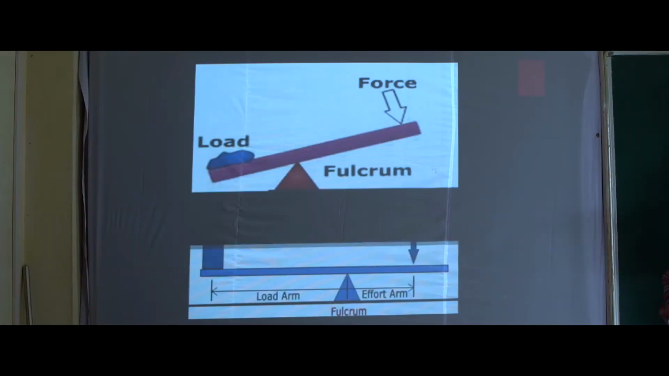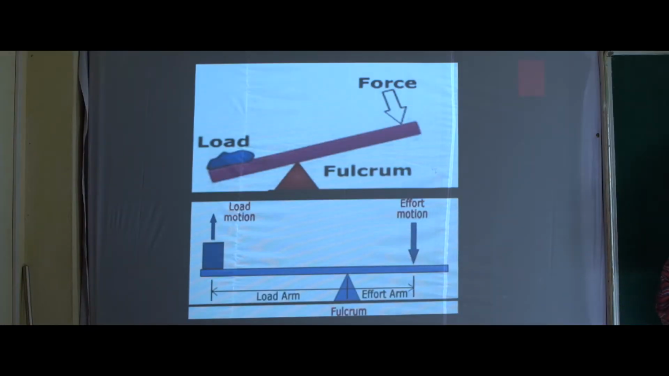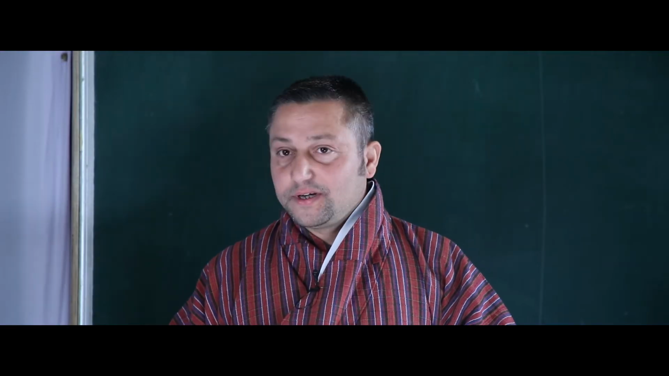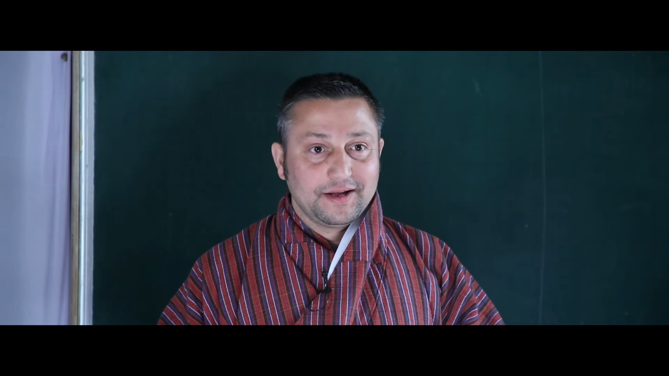Okay. Further, there are other parts that we also need to know. Here, we have effort, we have load, and we have fulcrum. But you can see here, load arm. It's the distance between load and the fulcrum that is the load arm, and then the distance between the effort and the fulcrum is called effort arm. I hope this makes sense to you.